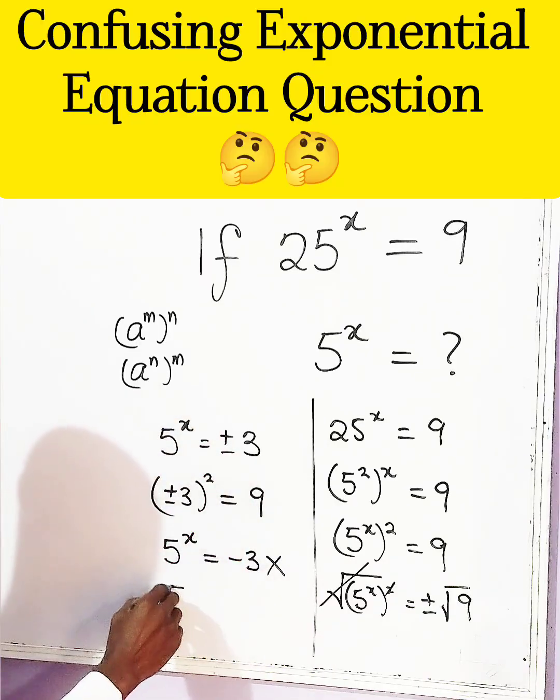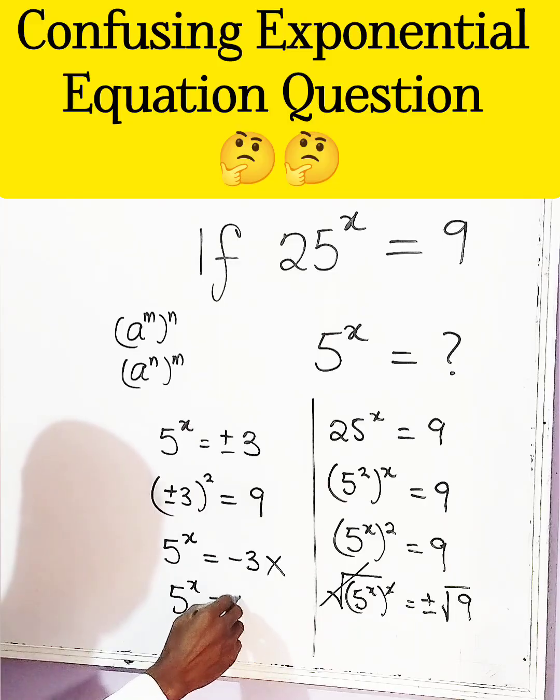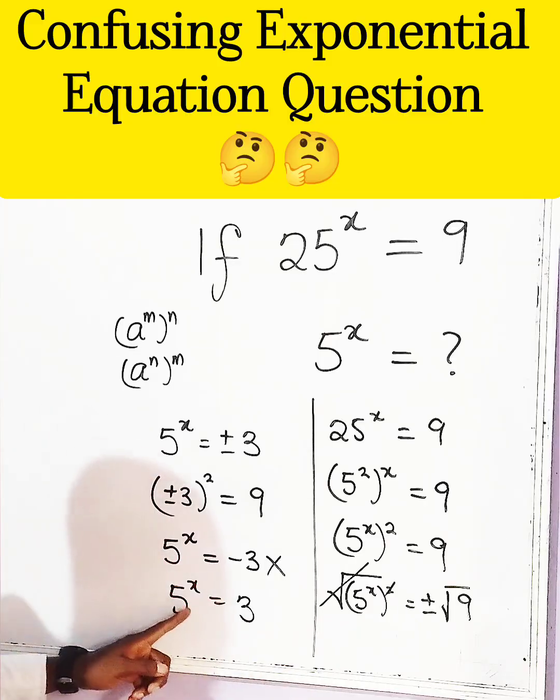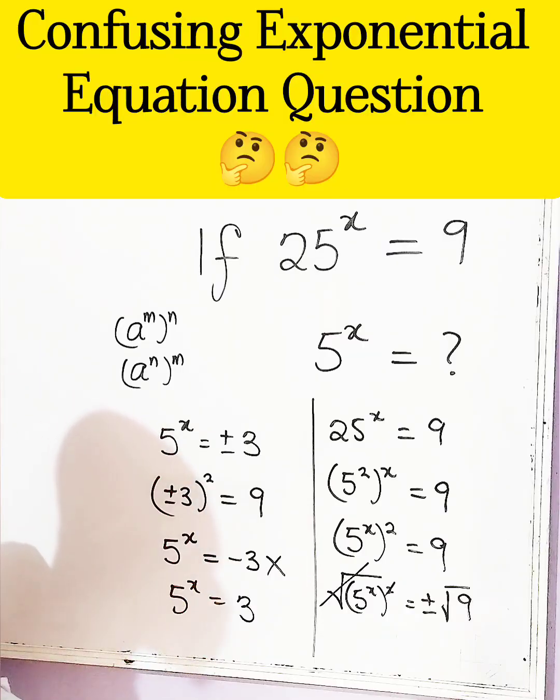Rather, we can now say 5 raised to x equals 3, where we can then use the natural log to find the value of x.